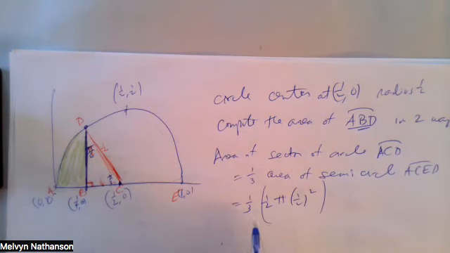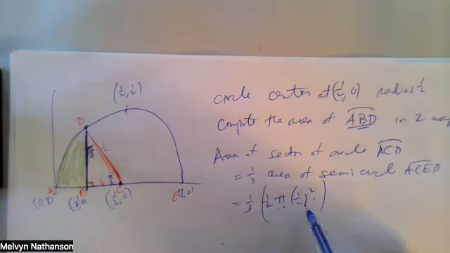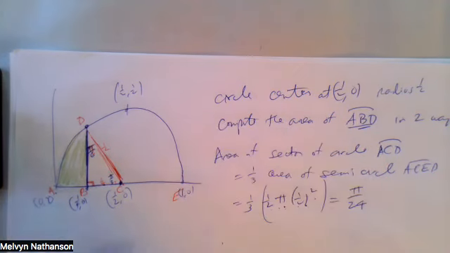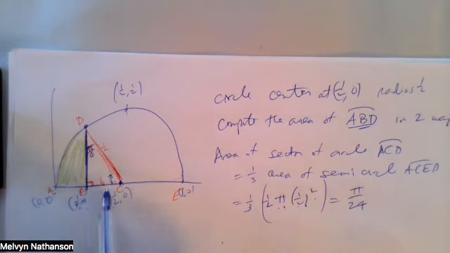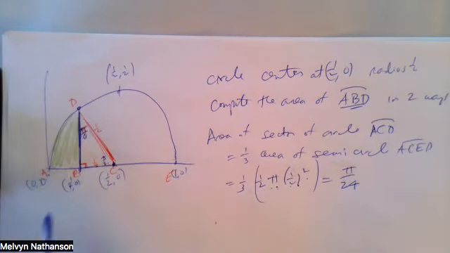The circle with radius a half, r is a half, pi r squared is pi times a half squared, and you take half of that. So this is pi over 8 times 3. This is pi over 24. So the area of this sector of the circle is pi over 24.